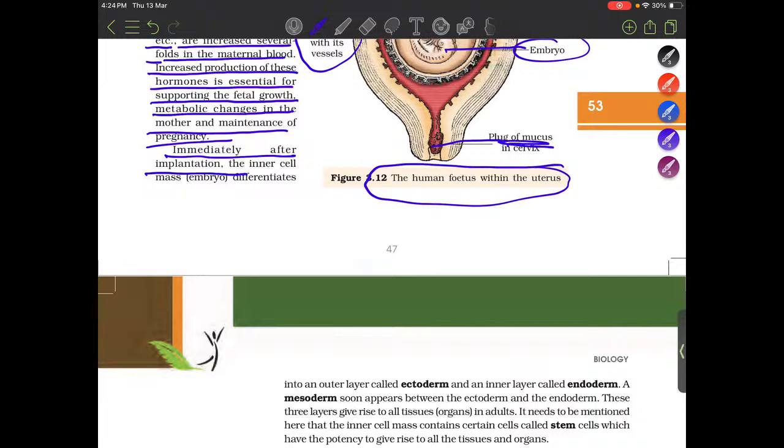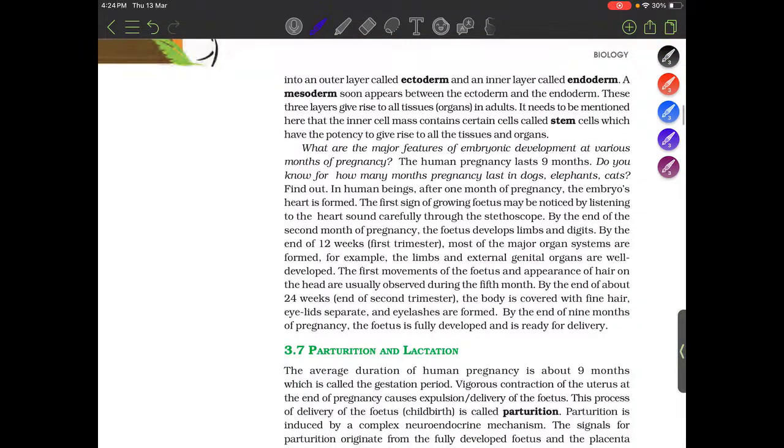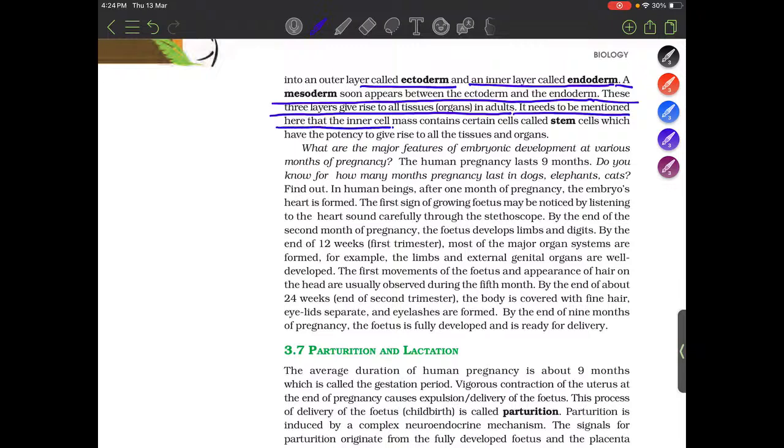Immediately after implantation, the inner cell mass of the embryo differentiates into an outer layer called ectoderm and an inner layer called endoderm. A mesoderm soon appears between ectoderm and endoderm. These three layers give rise to all tissues and organs in adults. It needs to be mentioned here that the inner cell mass contains certain cells called stem cells, which have the potency to give rise to all the tissues and organs.